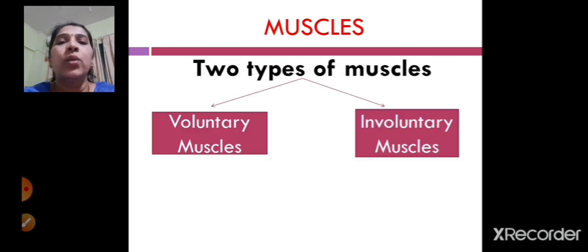Now there are two types of muscles. One is voluntary muscle and the other is involuntary muscle. Voluntary means the muscles which require our permission, right? Without our permission those muscles cannot work. And involuntary means the muscles which do not require our permission, right? It will carry out its process without our permission, right?